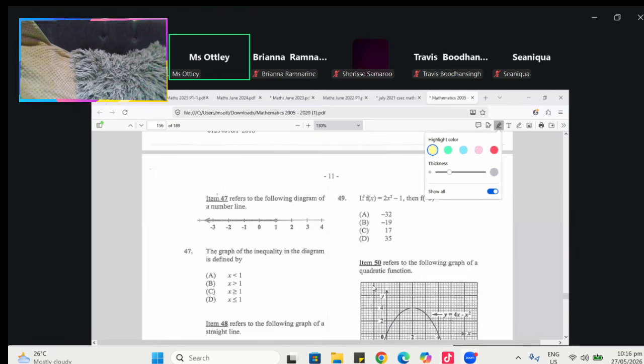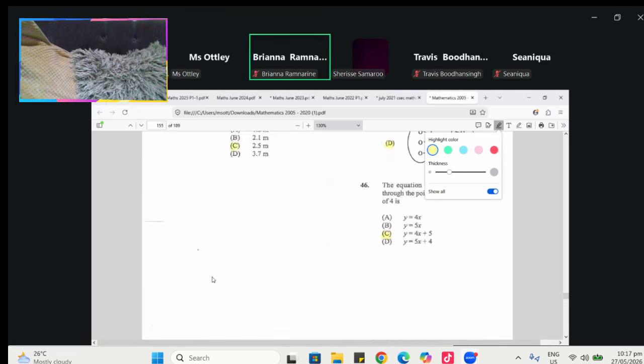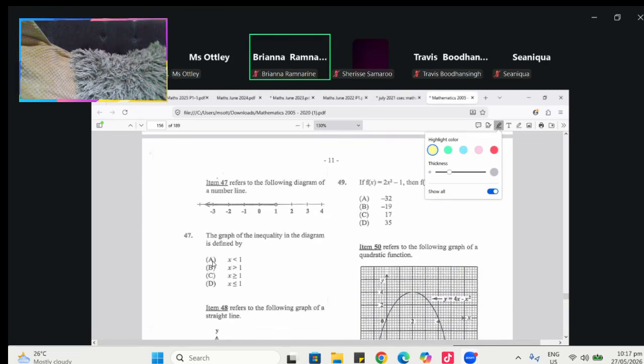Item 47 refers to the diagram of a number line. The graph of the inequality in the diagram is defined by, we have an open circle and the arrow pointing to the left. What is that? X is less than how much? 1. Right, X is less than 1. So my answer is A.